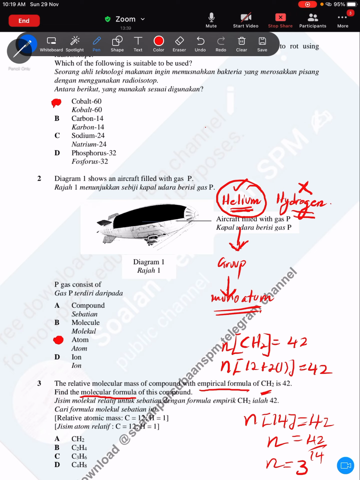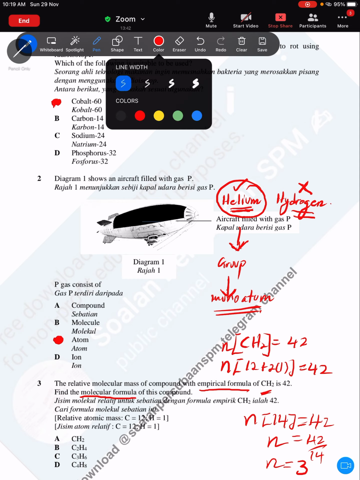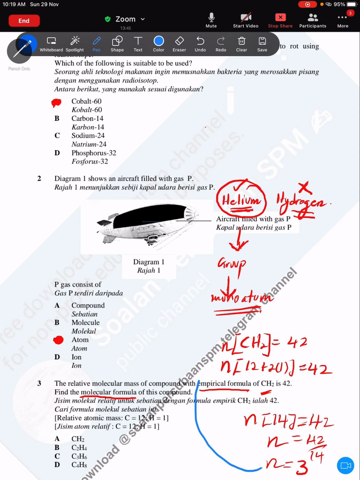It is 3, but you're not yet finished. You are going to multiply. You can substitute over here. Then you will get 3 CH2, and multiply accordingly. Then you get C3H6. The answer is C. Done. Any question, my dear?